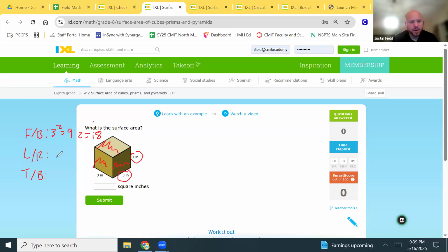And then the left and the right side is the same thing. So we have 3 18s. So that's going to be 54. So if you add the front, back, left, right, top, and bottom, I think you get 54.